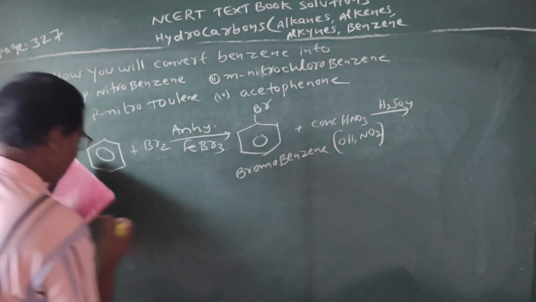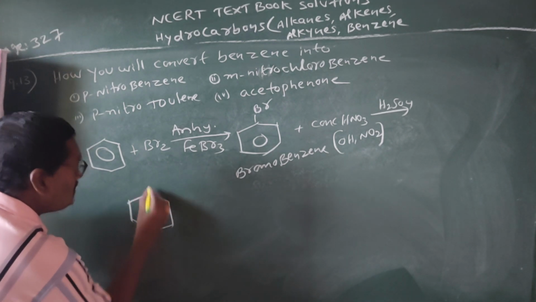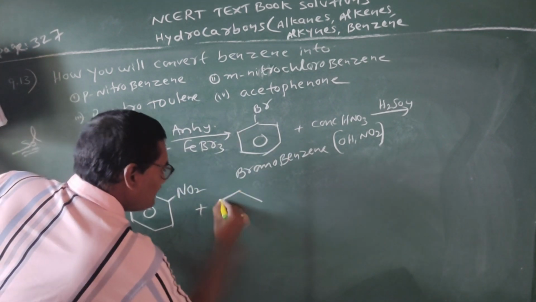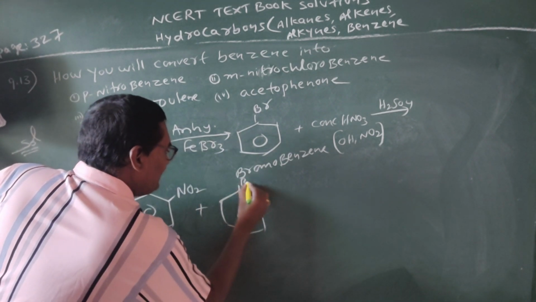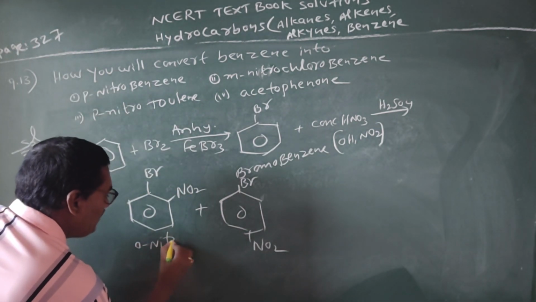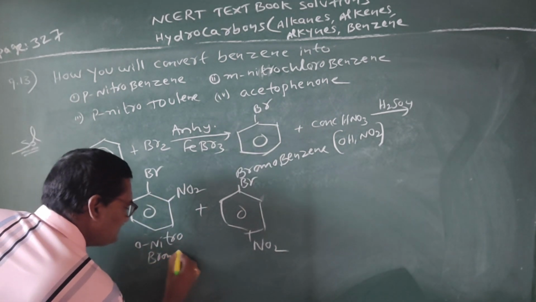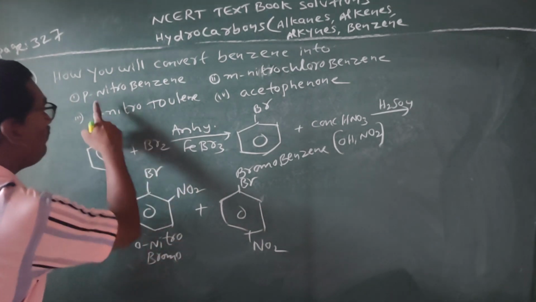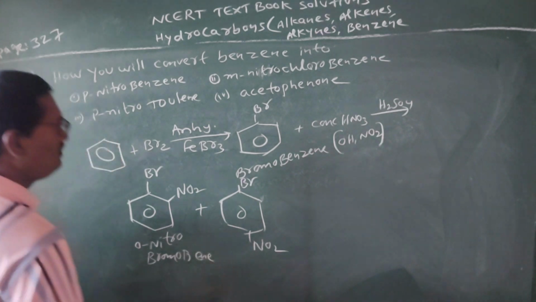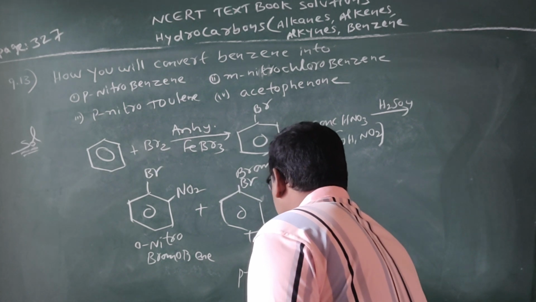So the answer is Br with NO2 plus Br with NO2 at para. Its name is ortho-nitrobromobenzene, and the other one is para-nitrobromobenzene.